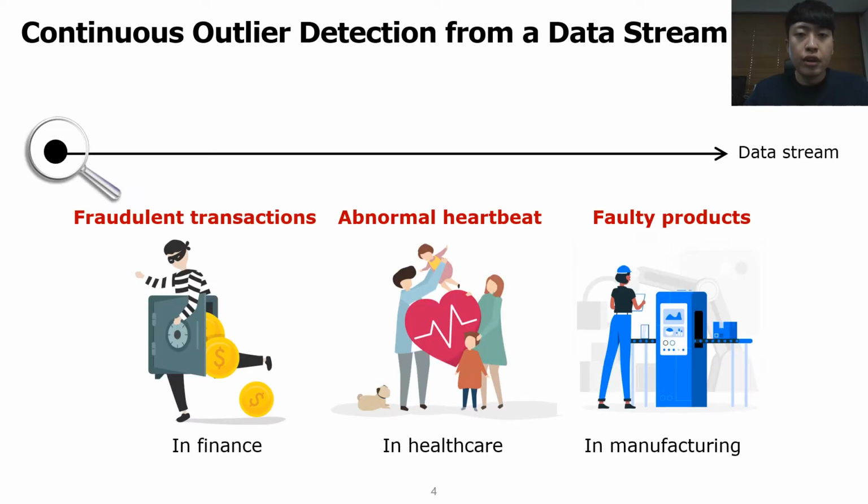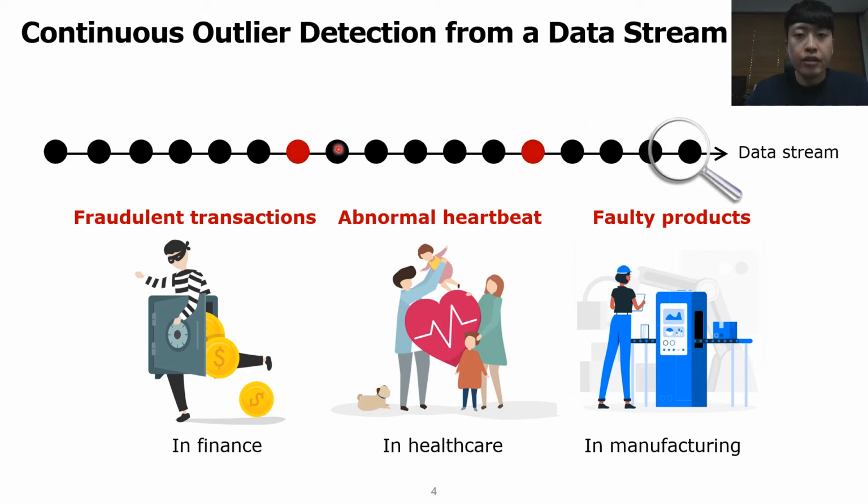Continuous outlier detection from a data stream is to find outliers from the data points continuously coming from multiple sources. It has to be fast and accurate, and it can be applied in many applications such as fraudulent transaction detection in finance, abnormal heartbeat detection in healthcare, and fault detection in manufacturing systems.